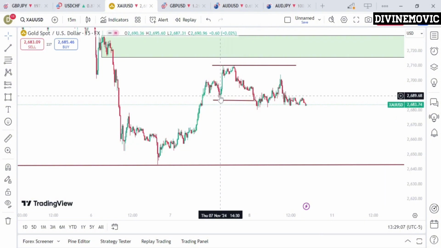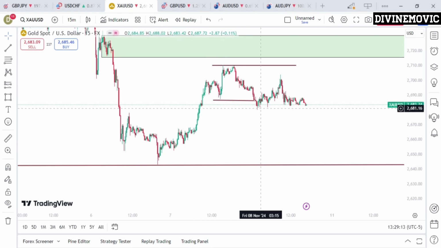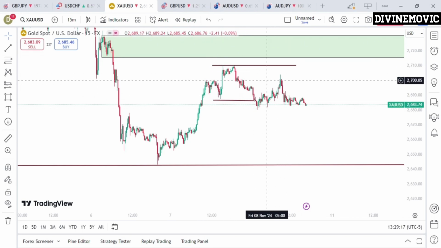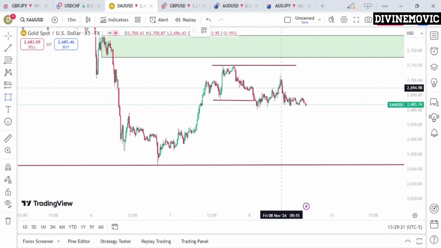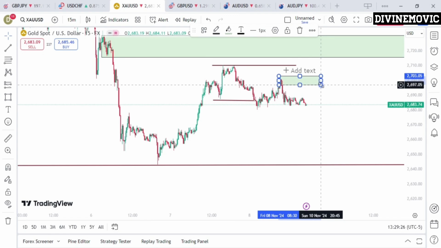Why? Because this is a swing low, this is a swing high, this is a low that took out the previous swing low, and currently this is a high that failed to take out this particular high here. Meaning price has given us a change of character, and most likely we are going to be looking for a sell opportunity at this level here.